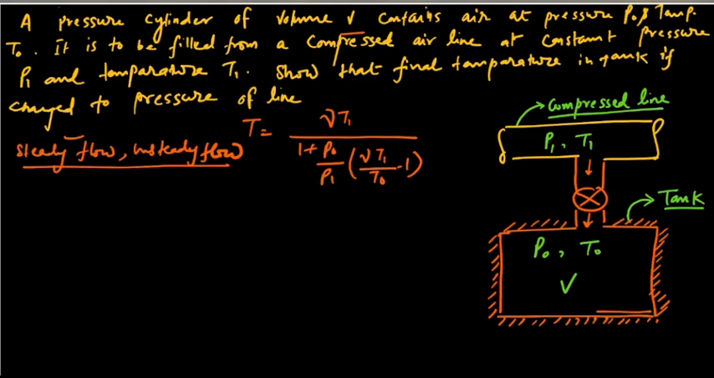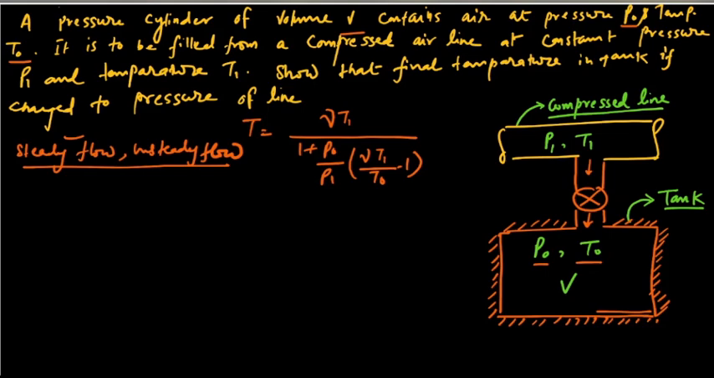To understand the unsteady flow, it is better to take an example, and through that example just go through the fundamental equations of conservation of mass and conservation of energy and derive the final result. So in this there is a problem where a pressure cylinder of volume V contains air at a pressure of P0 and temperature T0. So the initial pressure and temperature P0 and T0 of this pressure vessel have been given, and the volume of this vessel is V.